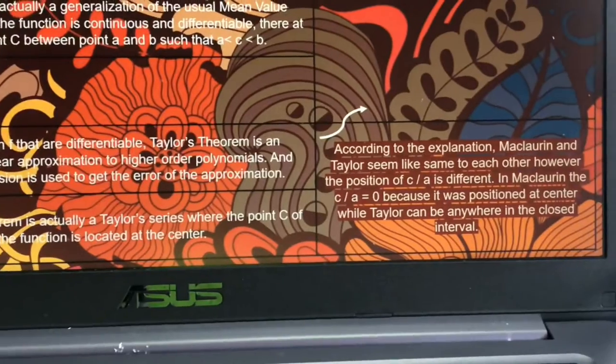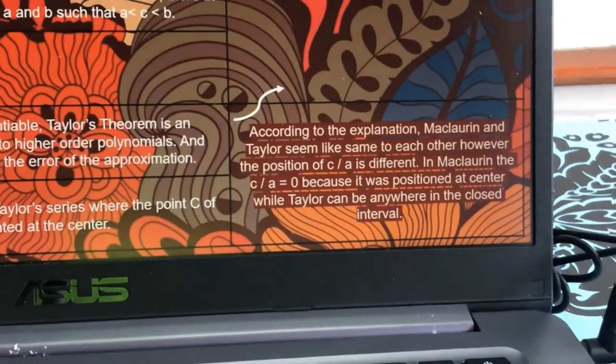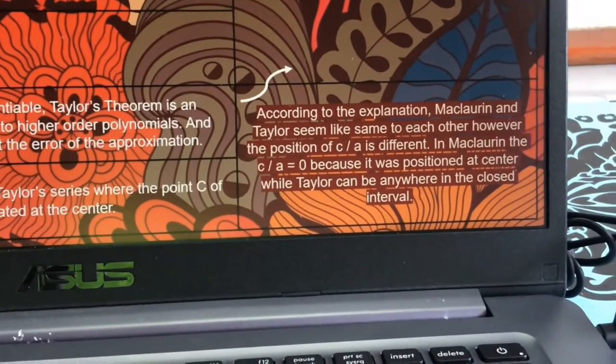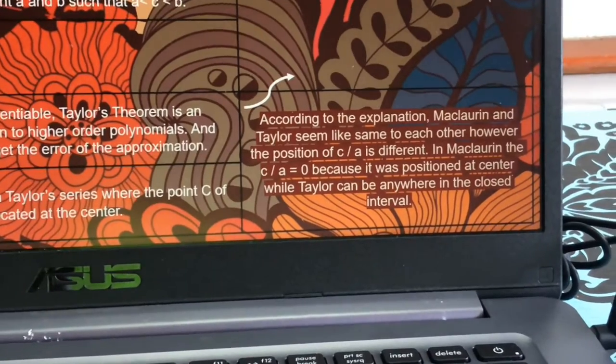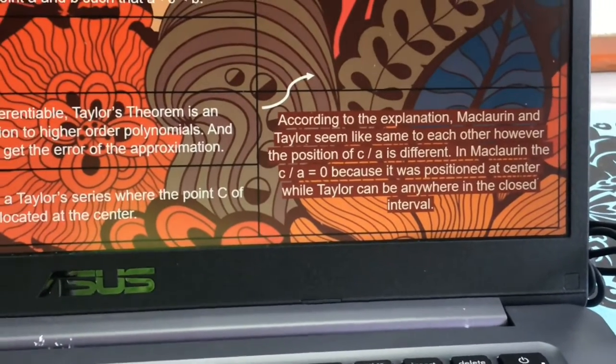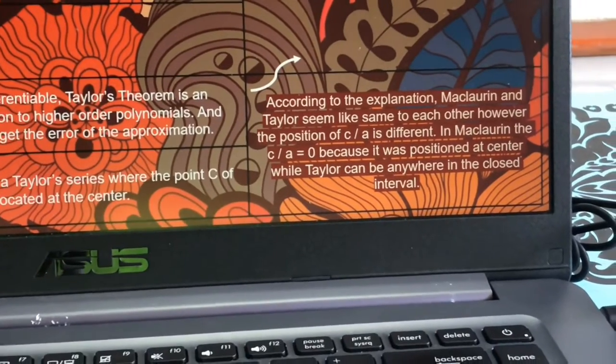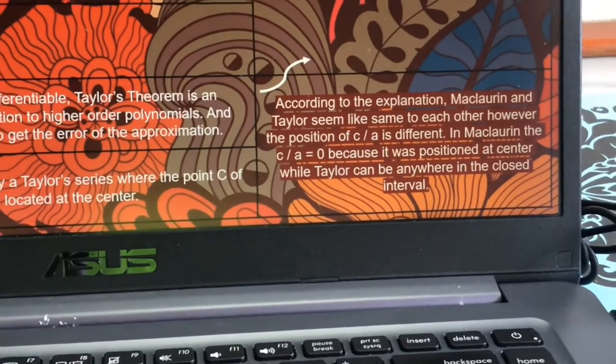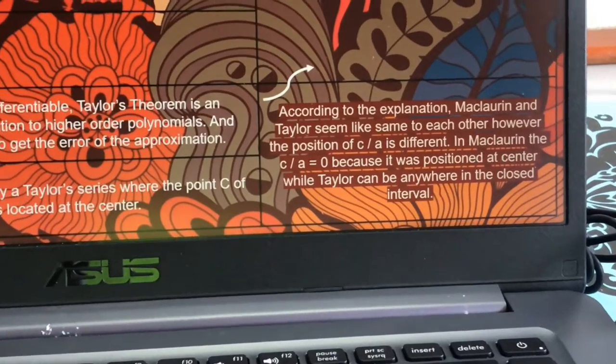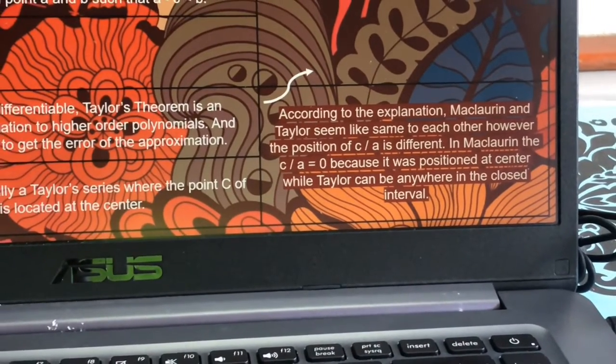And for the comparison, like I said before, according to the explanation, Maclaurin and Taylor seem the same as each other. However, the position of c or a is different. In Maclaurin, c or a is equal to 0 because it is positioned at the center, while Taylor can be anywhere in the closed interval.